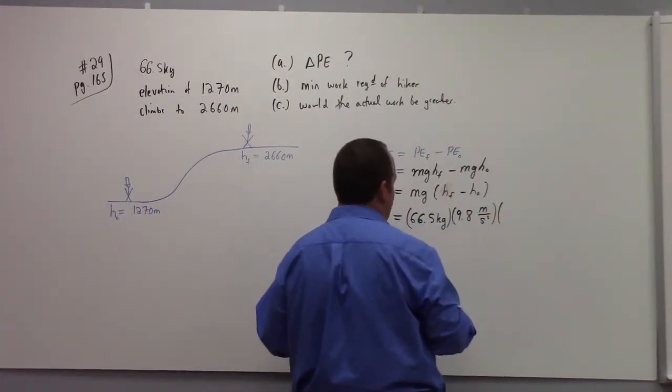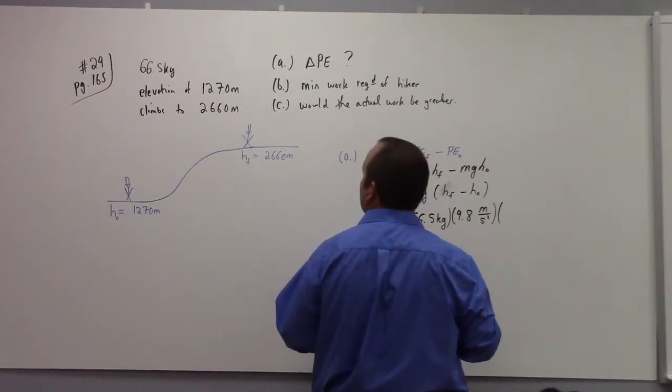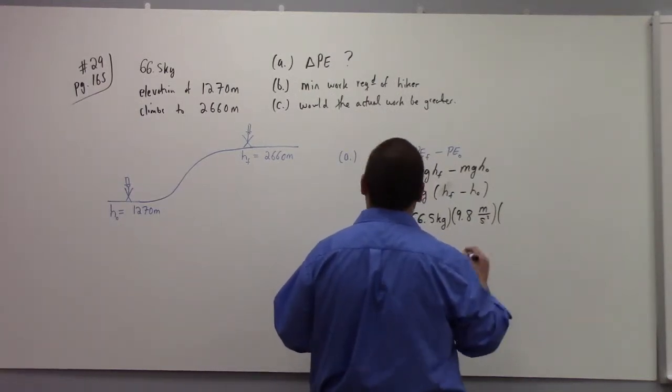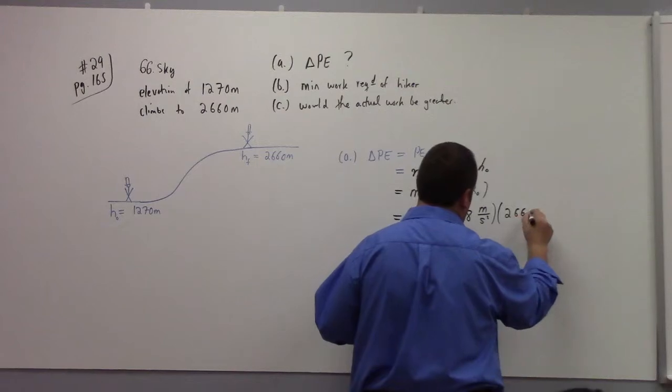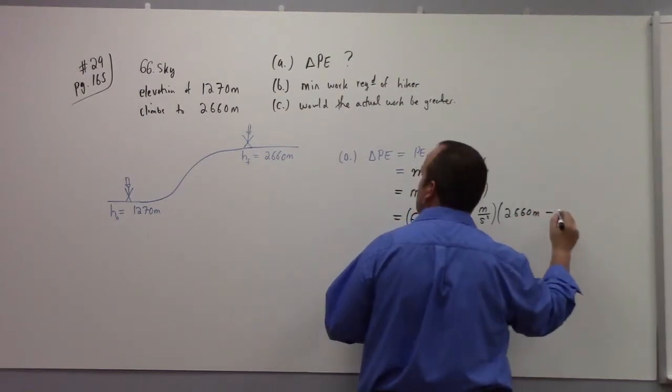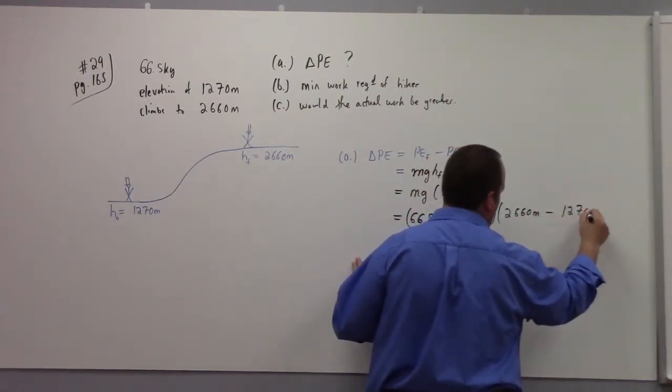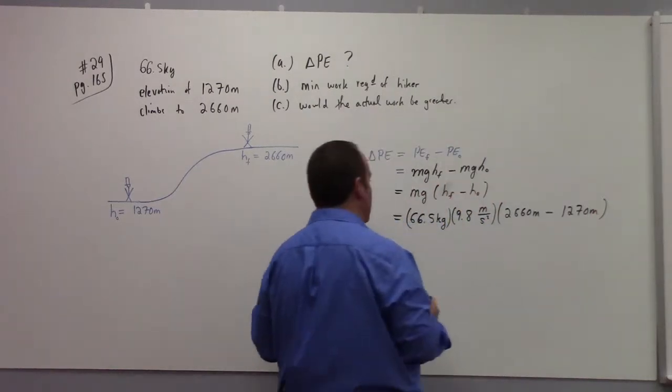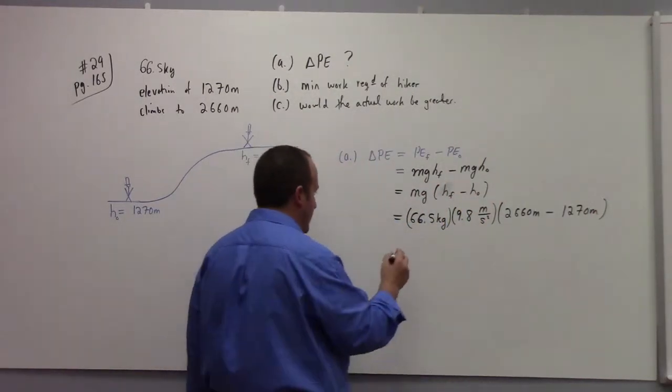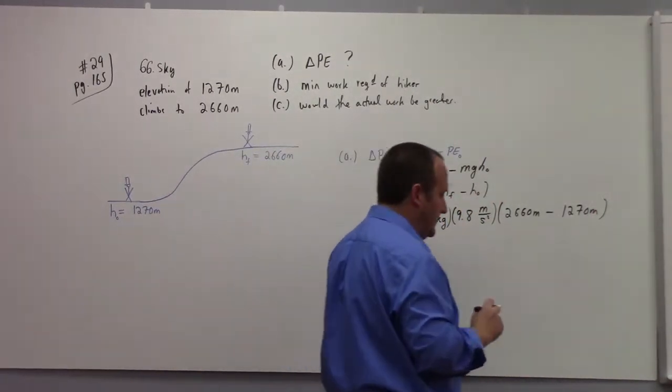Maybe they ate one of those energy bars and gained a kilogram. I don't know. Let's see here. Where are we? Oh yeah, 2660 minus 1270, like so. And we just got to crunch those numbers, and that will tell us what the change in potential energy is.